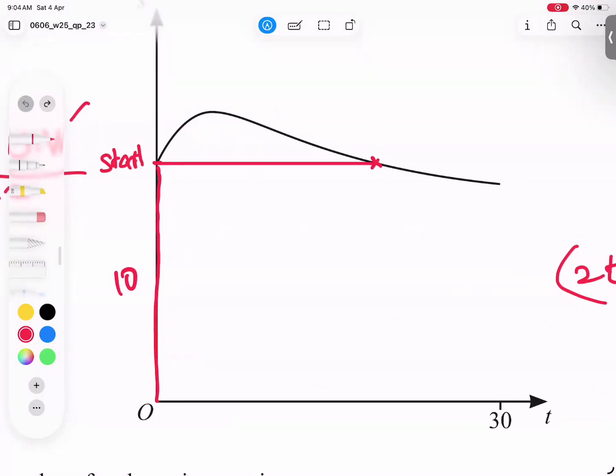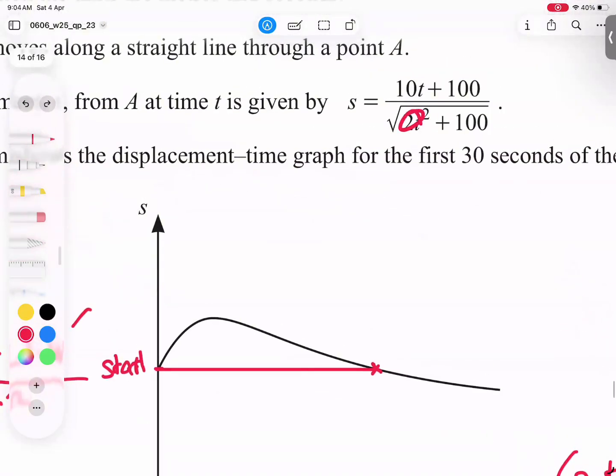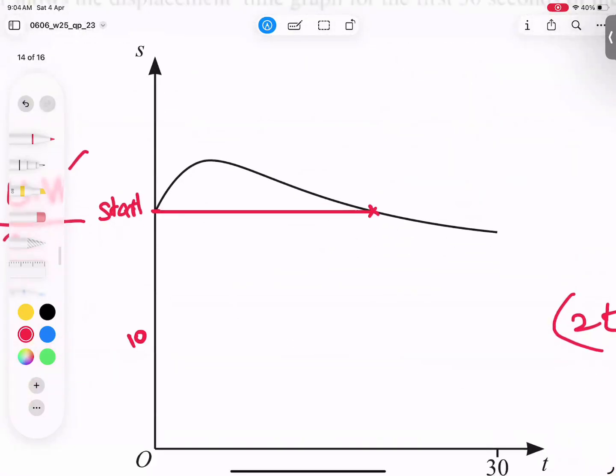How I got 10? Just for the sake of understanding, I will tell you. When I plug in t equals 0 here, the upper part is 100, the down is 100, root 10 is 10. So 100 by 10 is giving us 10. So I think you're understanding why I'm putting 10 here. Basically, this gap is 10. So from here to here, the gap is 10.